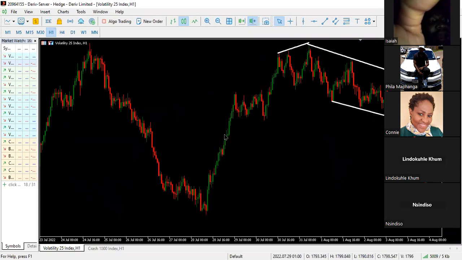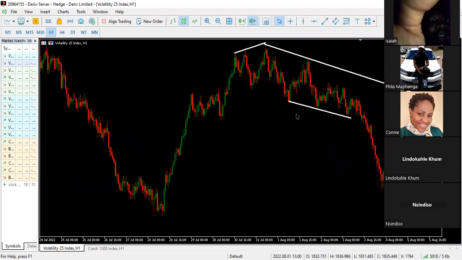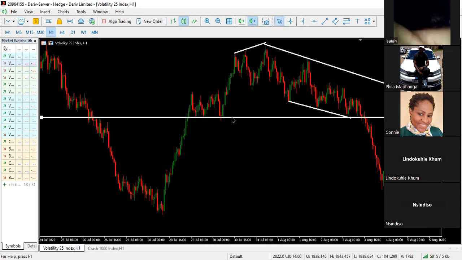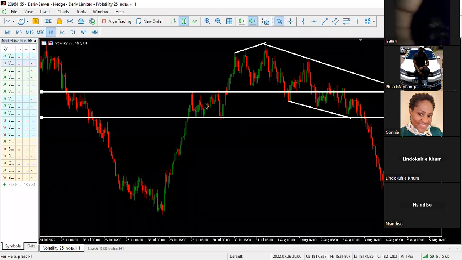And go left again. Maybe I don't see correctly. This one is not correct. Is it valid? That one. It is not. This one is just what we can say is a minor support and resistance, because you can see it's faking.